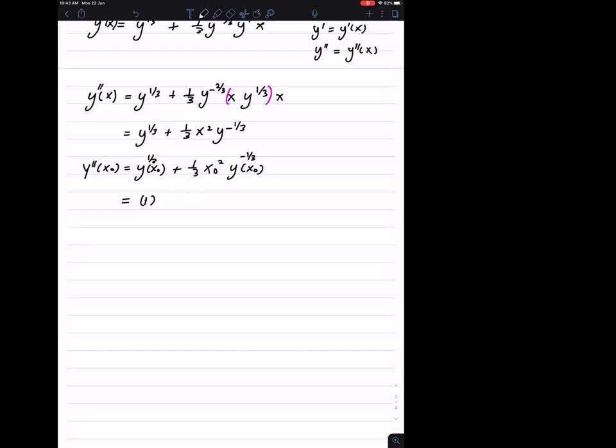So this is 1 plus 1/3 multiplied by x naught. X naught is how much? It's also 1 squared. And then you have y naught, also 1, right? To the power of minus 1/3. If you evaluate this, you're going to get 1 plus, everything is 1. So all this is 1/3. It equals 4/3.